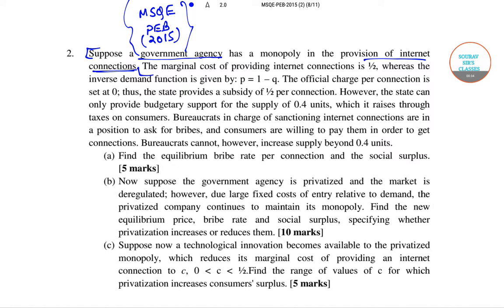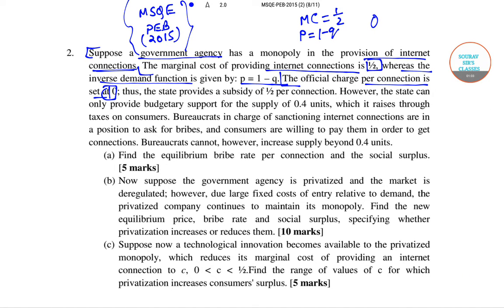The marginal cost of providing internet connection is given as 1 by 2, whereas the inverse demand function is given by P equals 1 minus Q. The official charge per connection is set at 0. So the state provides a subsidy of half per connection.